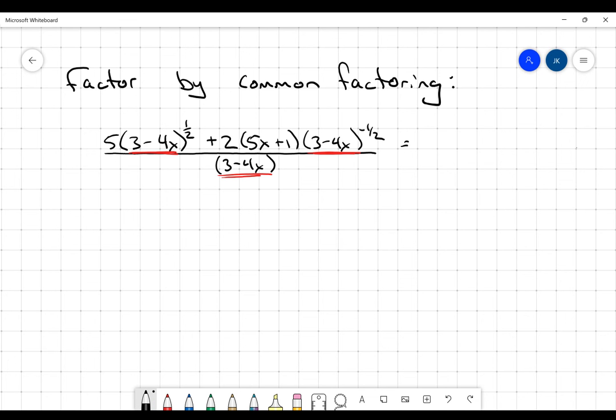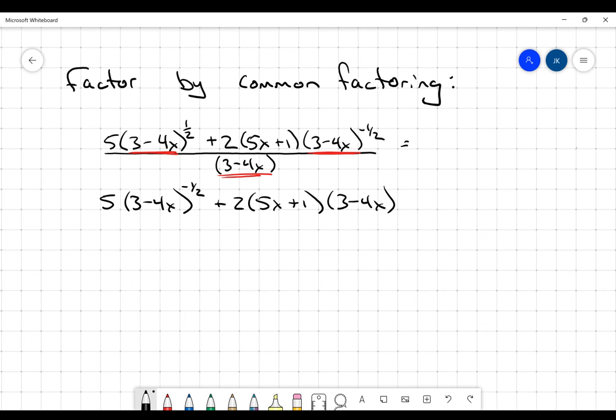So one of the first things I'm going to do is distribute that 3 minus 4x in the denominator to those two terms in the numerator. So I'm going to get 5 multiplied by 3 minus 4x to the 1 half divided by 3 minus 4x to the 1. So I'm going to subtract exponents. And 1 half minus 1 is going to be negative 1 half. Plus 2, 5x plus 1. And then 3 minus 4x.